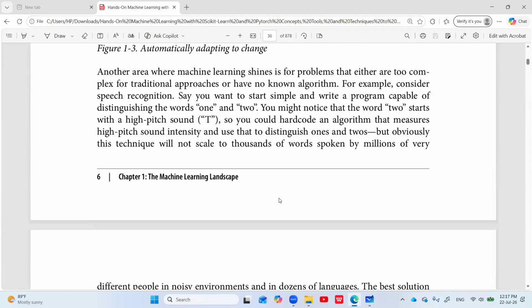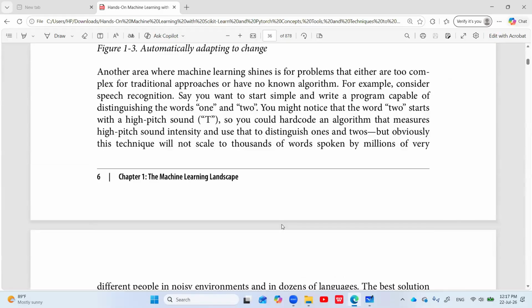The best solution, at least today, is to write an algorithm that learns by itself, given many example recordings for each word. As an example, if you want to identify the high pitch and the low pitch in speech recognition, rule-based software engineering techniques cannot be used. The problem is it will differ from person to person, and from language to language, it will differ.